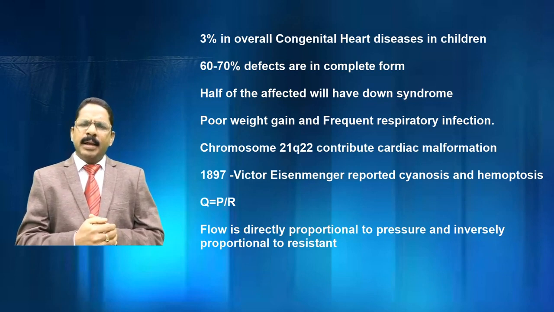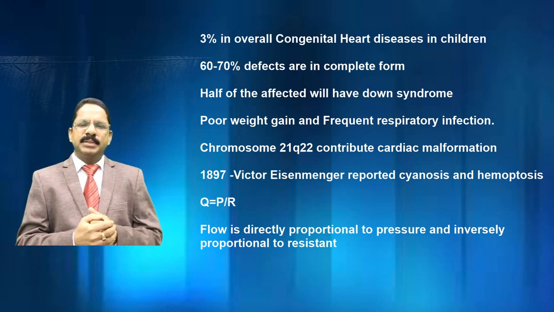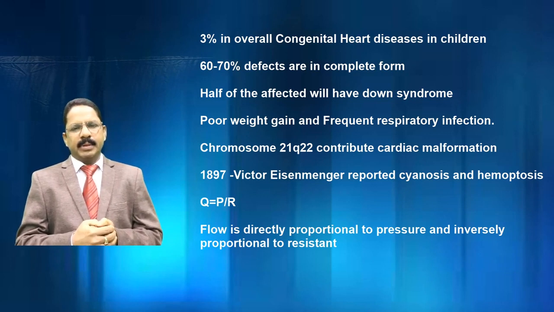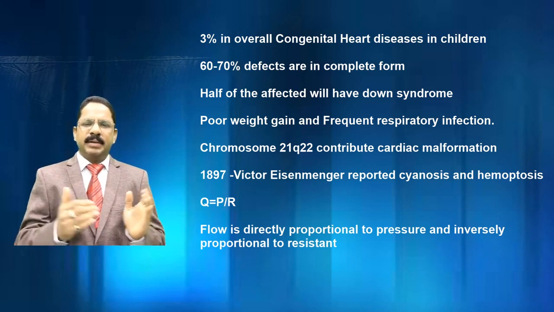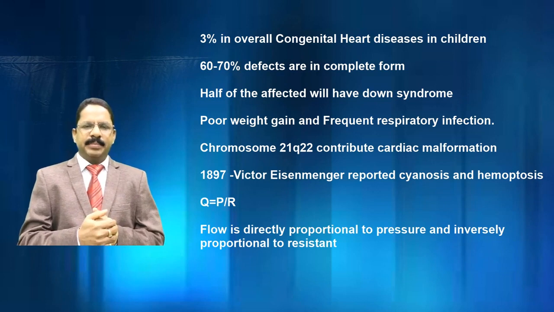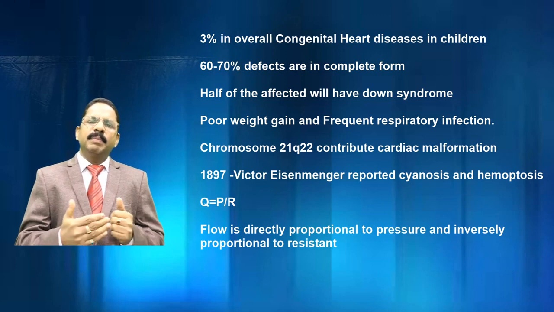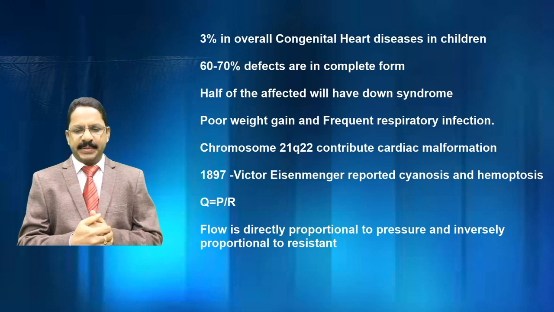Regarding this atrial septal primum defect, this is very common. Overall, in the world population, 3% of the population have atrial septal primum defect. In this case, almost 60 to 70% of the defects are the complete form. There won't be any partial form. It's a complete form of defect. And in this defect, half of the population will have Down syndrome. That's very important in atrial septal primum defect.